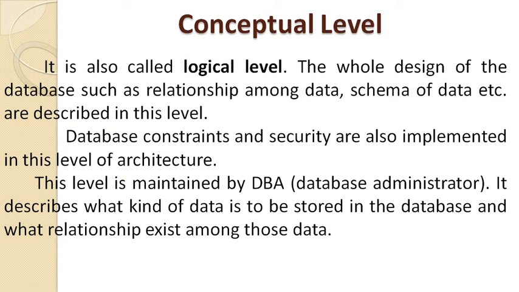It includes the whole design of the database, such as relationship among the data and structure of the data, that is schema of the data, which are described in this level, and data constraints and securities are also implemented in this level. This level is maintained by the DBA. DBA means database administrator. He is a person who has central control over the database. In this level, it describes what data are stored and what relationship exists among those data, and also deals with the constraints and the security measures.